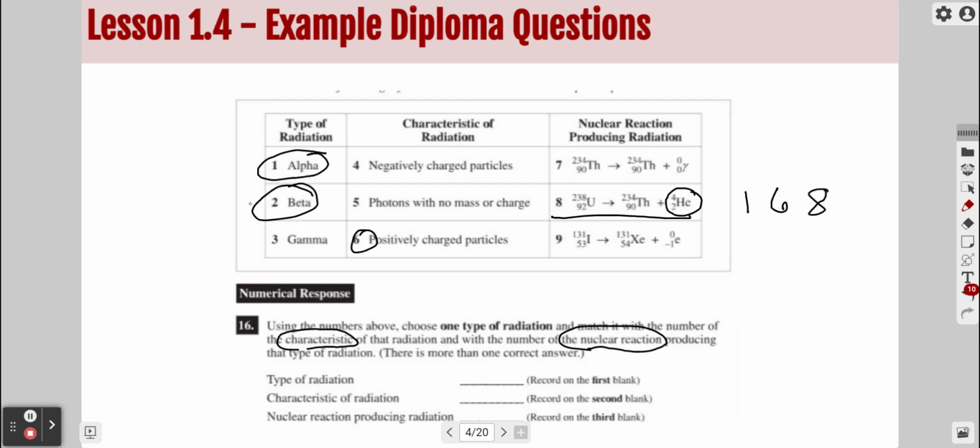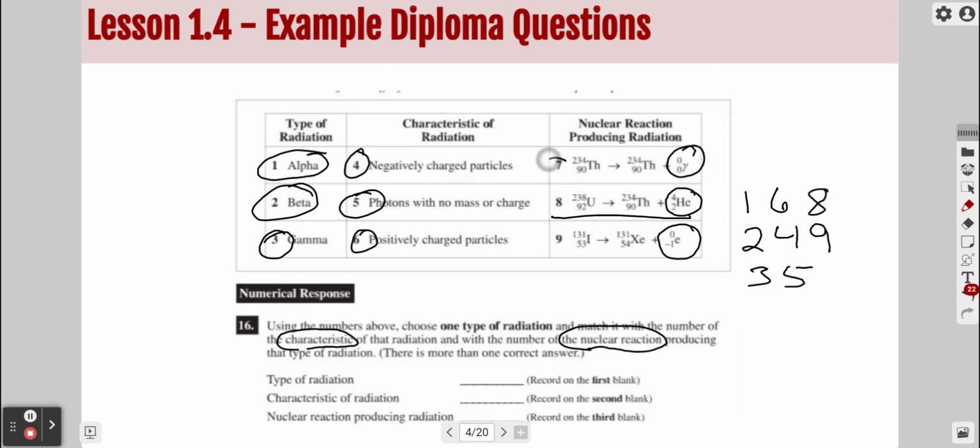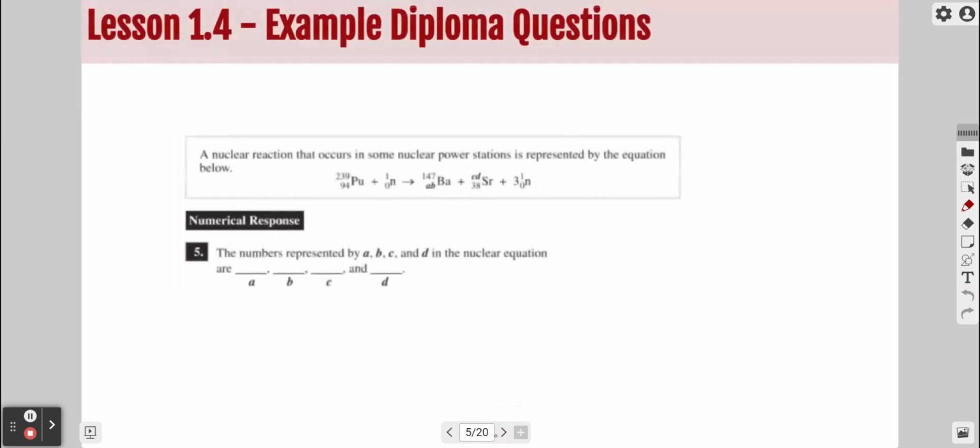A beta particle. What's a beta particle? It's the same thing as an electron. So they're negatively charged. So 2, and then 4, and then 9 would be another correct answer. And then lastly, gamma. These are photons with no mass or charge. 5, and there's your gamma ray in a reaction. All right, so those are your three possible answers that you could have chosen for that question.